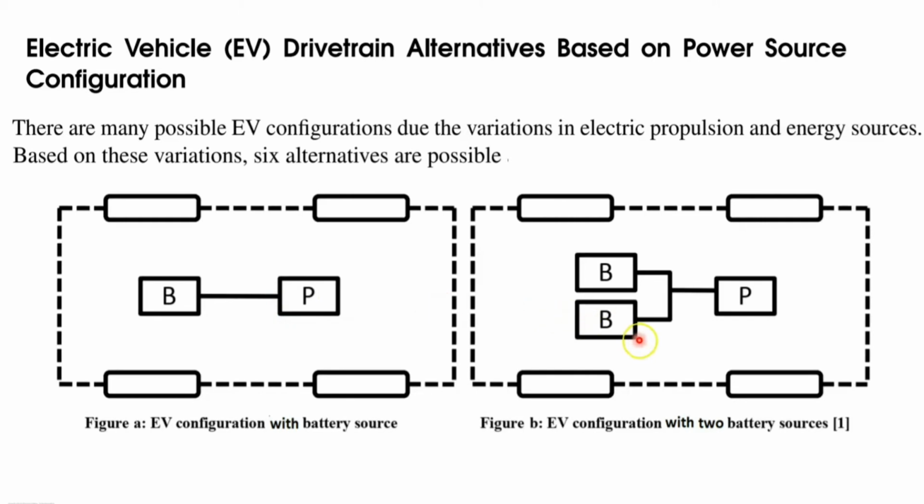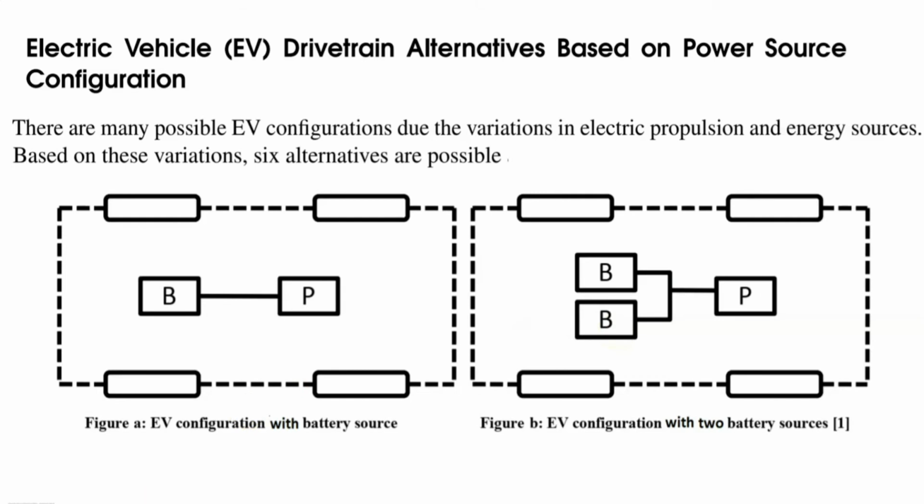So the second configuration is the configuration with 2 battery sources. The only difference is that instead of a single battery, here 2 batteries are used. That means 2 different batteries. One battery is optimized for specific energy and the other one for high specific power.